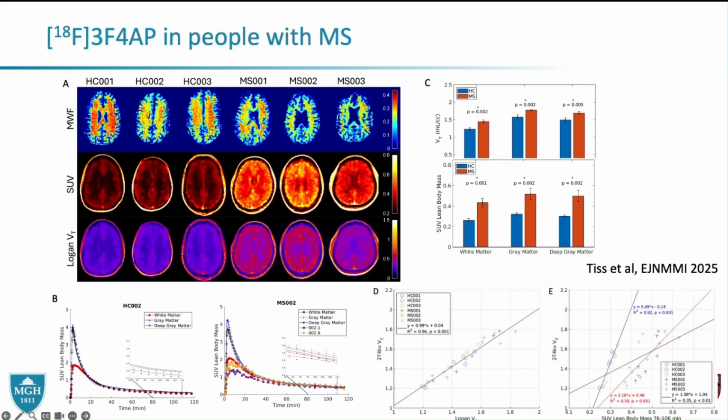The quantification showed that even with a small sample size, we could detect differences in VT between the MS and healthy controls in different brain regions. The Logan VT and 2-tissue compartment modeling VT correlated very well. And then 2-tissue compartment VT and late SUV correlated well at the individual level and at the subgroup level. At the whole level, there wasn't that good of a correlation. We need to look more into it.